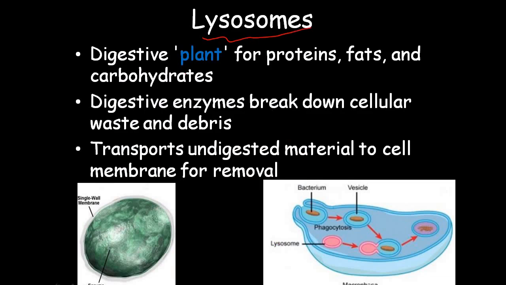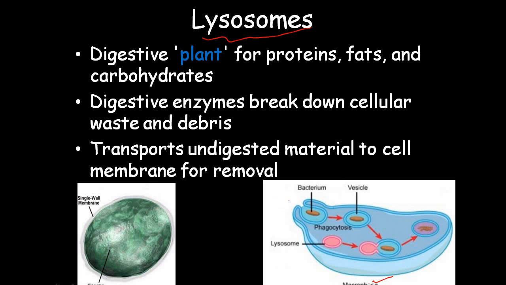Lysosomes. It's a digestive plant for proteins, fats and carbohydrates. Digestive enzymes break down cellular waste and debris. It consists of enzymes and transports undigested material to the cell membrane for removal. One of the good examples of lysosome functioning is the group of WBCs, where you can see the macrophage. It's called a macrophage. It's part of the immune system.